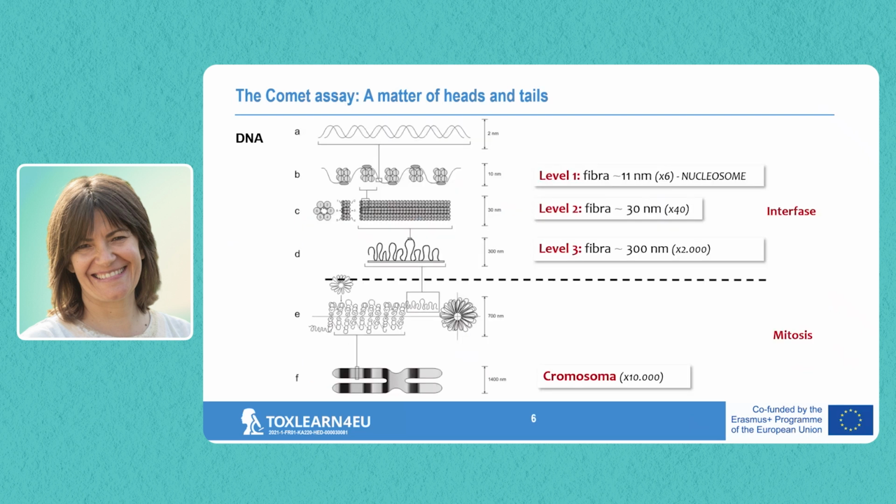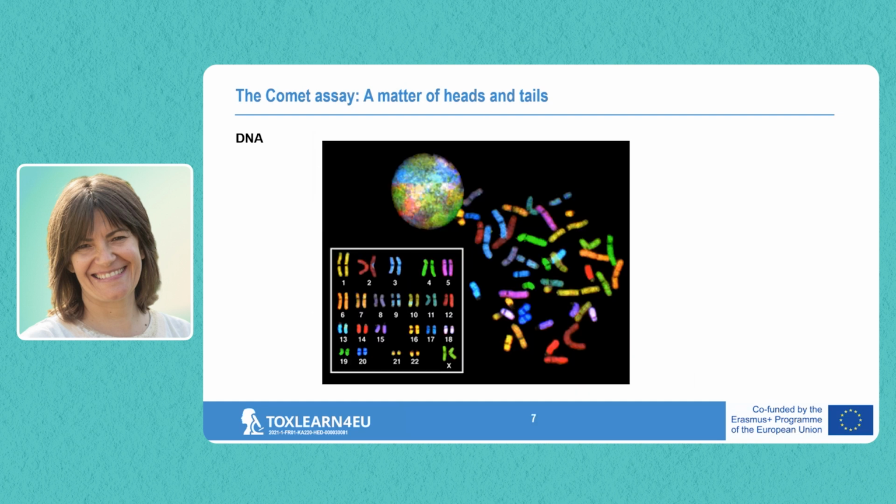One thing I want to clarify, well, these are the different levels of compaction. When the DNA is most compacted is when it forms chromosomes. But it is only happening in mitosis, when the cell is going to divide. Meanwhile, the DNA is not forming chromosomes. Okay, this is a karyotype with different chromosomes, but in fact, when the cell is in interphase, it is like that.